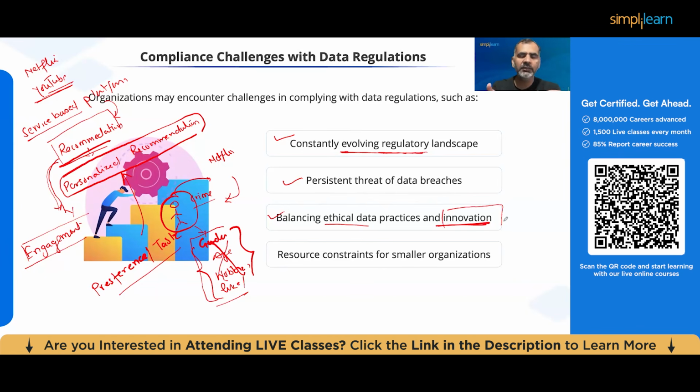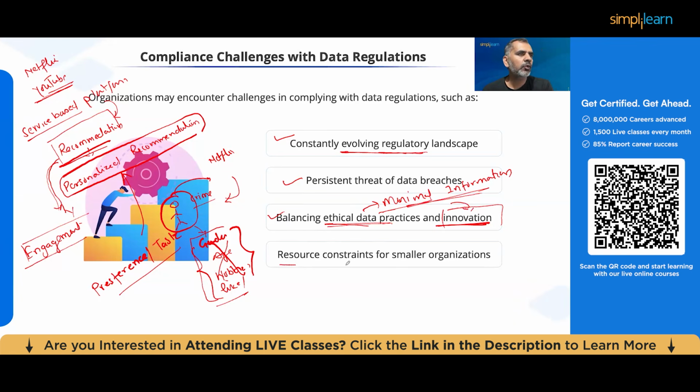So it's a kind of balance between ethical data practices and innovation. Ethical data practices say you have to collect minimum information, isn't it? And when you collect minimum information, you might lack in innovation. So that's where we have to set the balance between them.